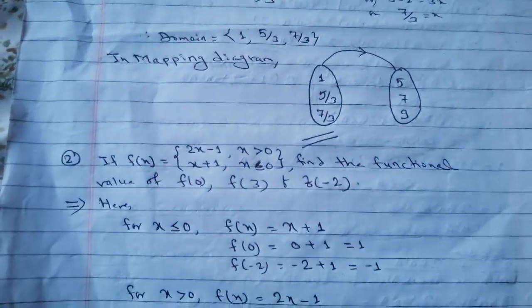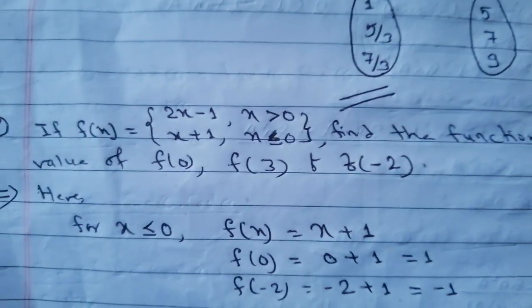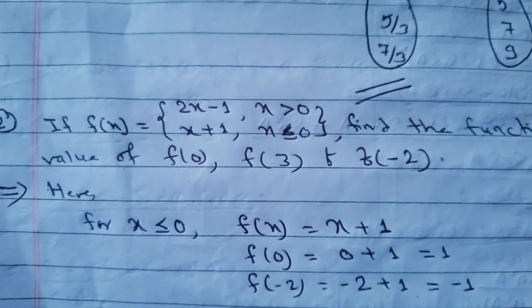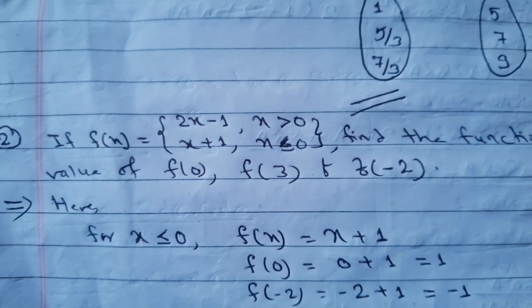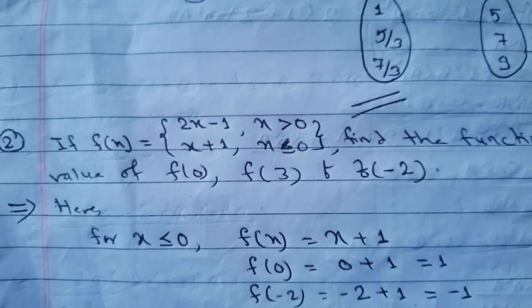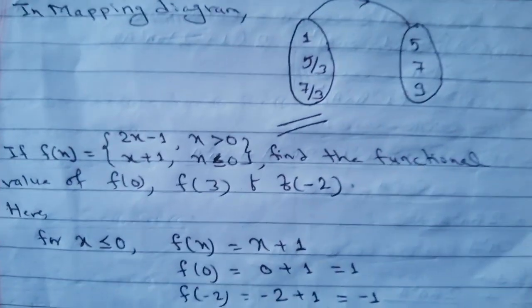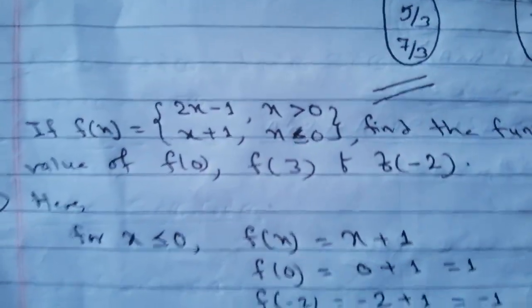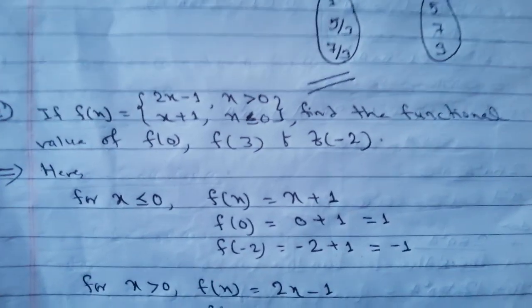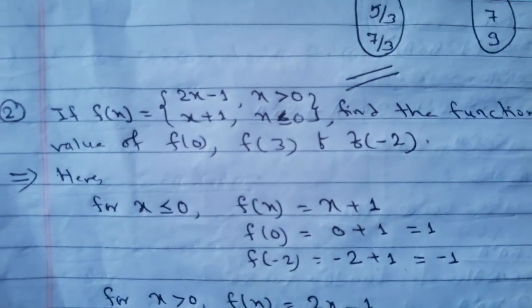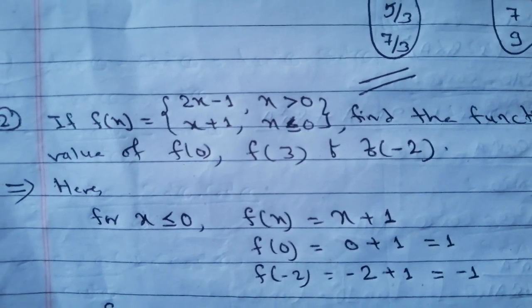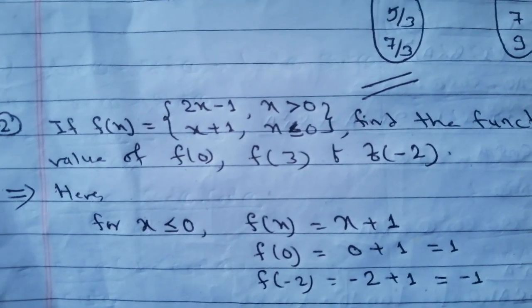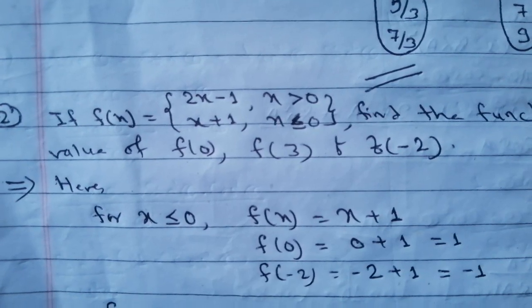Similarly, the next question: if f(x) = 2x - 1 for x > 0 and f(x) = x + 1 for x ≤ 0, find the functional value of f(0), f(3) and f(-2). So for x ≤ 0, we need to calculate the value of f(0) and f(-2).